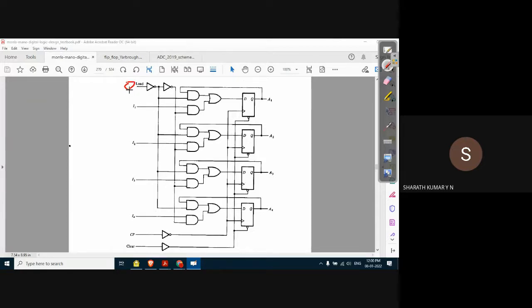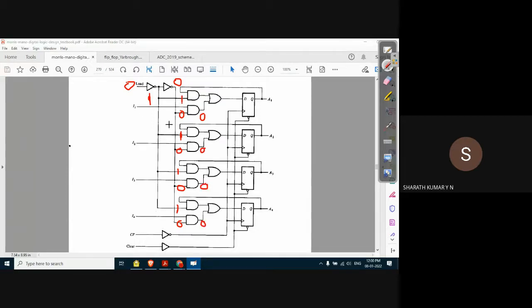Now, the load input is not directly applied to the gates. It is complemented first. In the first stage, when it is complemented, it becomes 1. That means these gates are applied with logic 1, and it is further complemented, it becomes 0, and that is applied to these gates. Let us see how the circuit changes. The AND gate with the input 0, obviously the output will be 0. So these AND gates' outputs are 0.